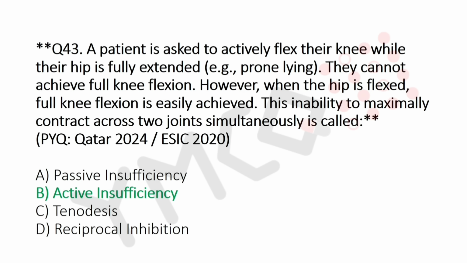The hamstrings are two-joint muscles, extending the hip and flexing the knee. When they try to do both actions at the same time, they run out of contractility. Okay, this is active insufficiency. Okay. Now let's move to question number 44.